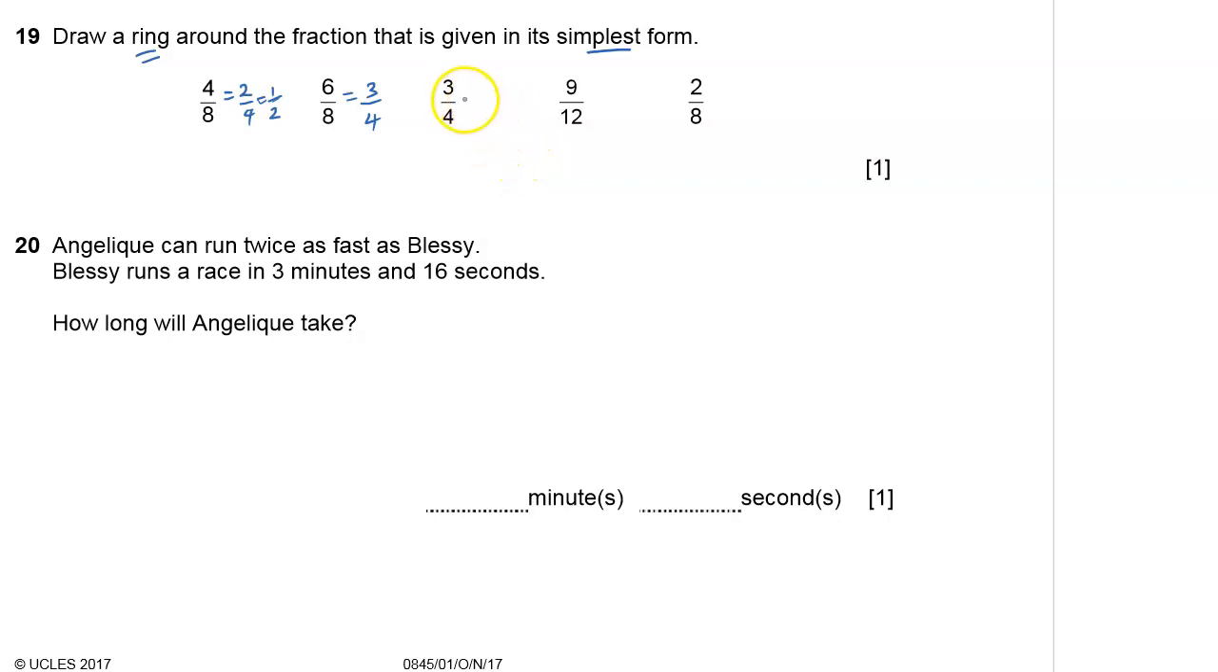Can you simplify 3 quarters any further? No. What about 9 over 12? Yes. Divide 9 by 3, you get 3, and divide 12 by 3, you get 4. What about this last one? Yes, you can simplify it further. Divide 2 by 2, you get 1, and divide 8 by 2, you get 4. So the one that you cannot simplify further is 3 quarters.